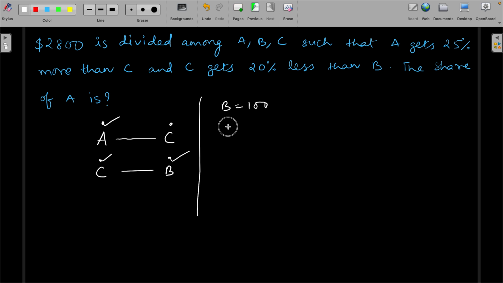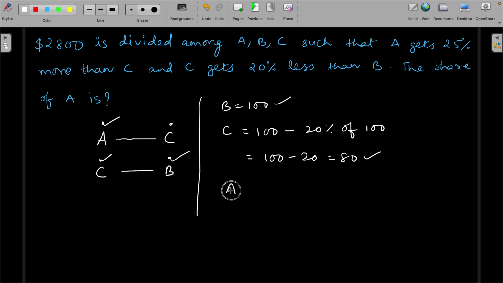What is the value of C? They have given that C gets 20% less than B. That means 100 minus 20% of 100, which is 100 minus 20, which is 80. So value of B is 100, value of C is 80.